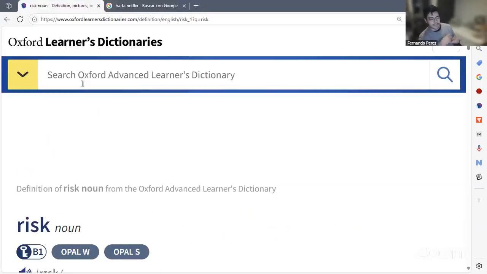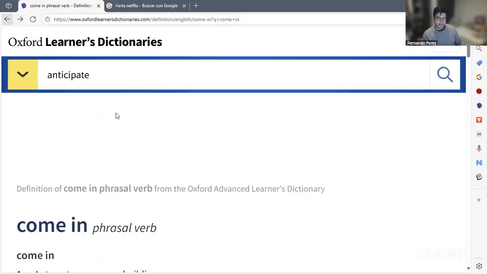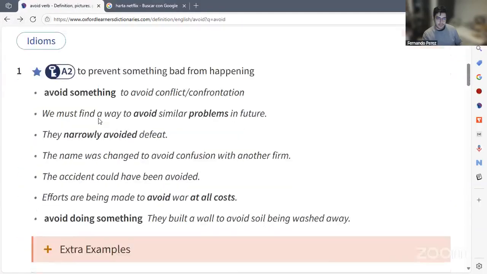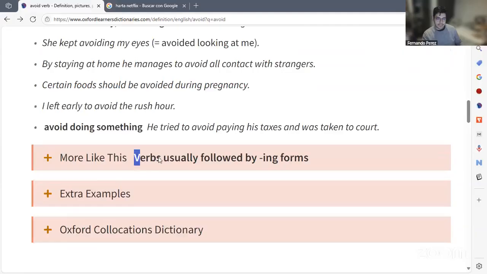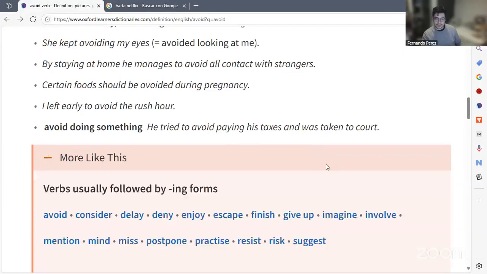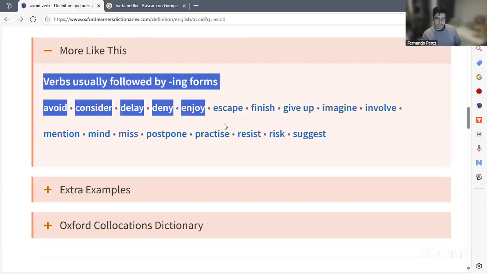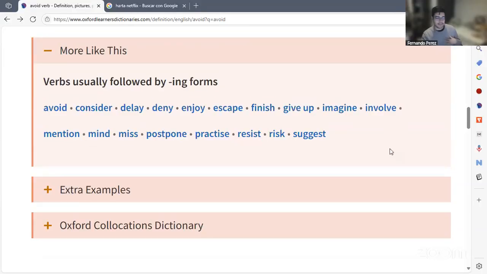So now that you know A2 vocabulary, let's practice B1 vocabulary. Let's go with the word. Oh, by the way, in the dictionary we have this capsule that says verbs usually followed by ing forms. And you have this wonderful list that is very similar to mine, but mine is better. We have give up. Some phrasal verbs enter these too, actually.